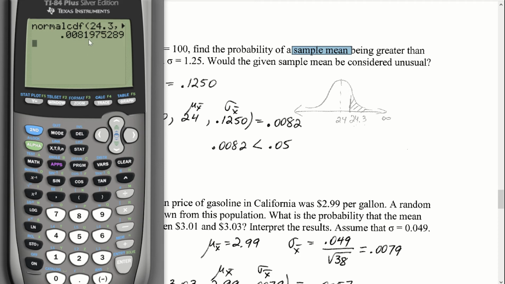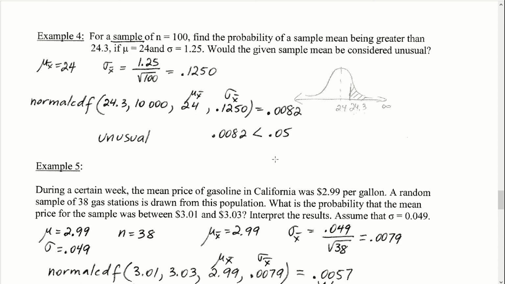To answer the follow-up question, would this sample be considered unusual? Absolutely. It's a probability that's less than the benchmark of 0.05, which is our cutoff for unusual events. The thing that's nice about this section, once you get a grip and understand what sampling distributions are, is that a lot of the probability calculations are done just like we did back in 5.1 and 5.2. But just keep in mind that you need to use mu sub x bar and sigma sub x bar in the normal CDF whenever you're computing the probability on a sample mean.